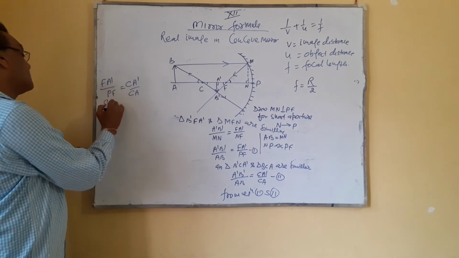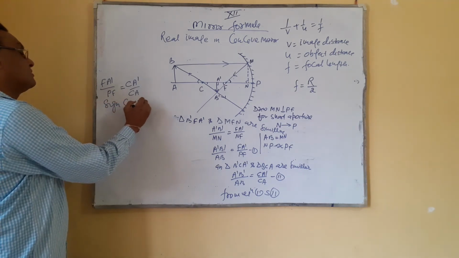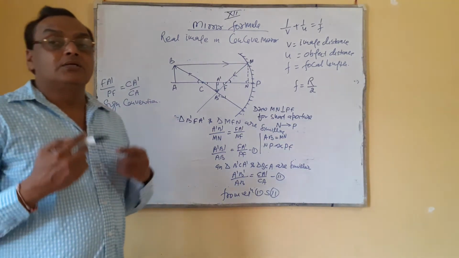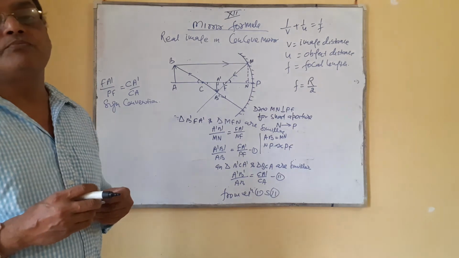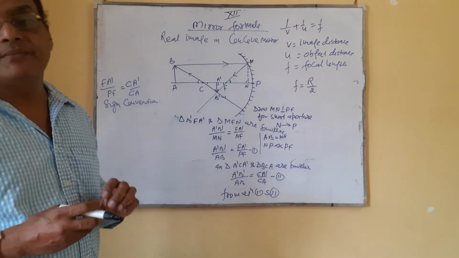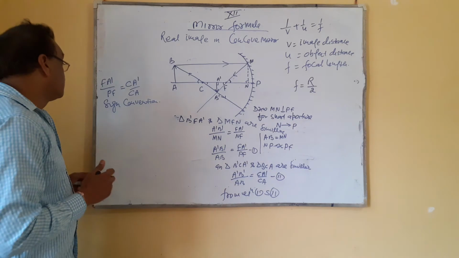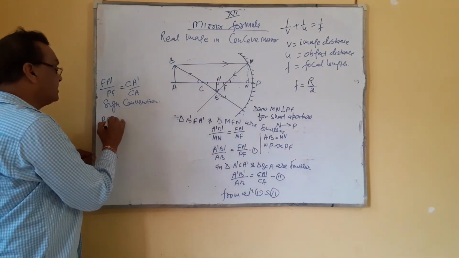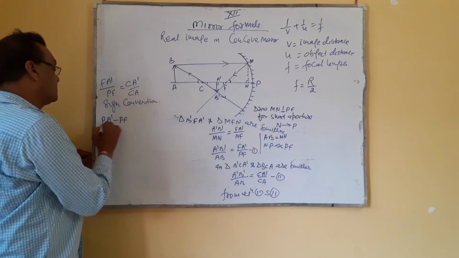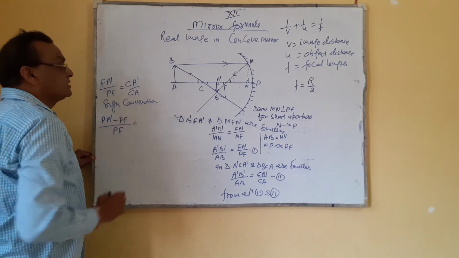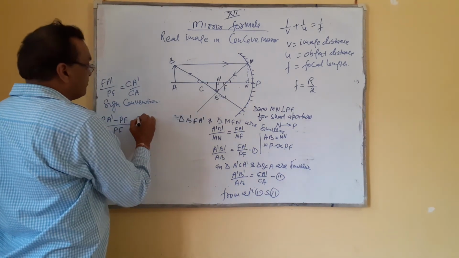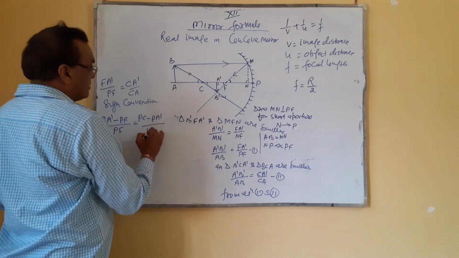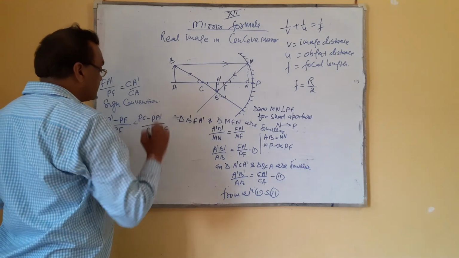Now apply sign convention. What is the sign convention? All the distances are measured from the pole of the mirror. So look, FA' has to be shifted from the pole, so we can write PA' minus PF upon PF. CA' we can write as PC minus PA' upon CA, that is PA minus PC.